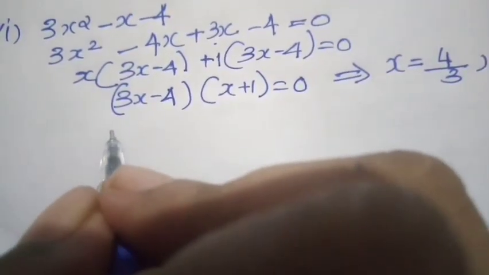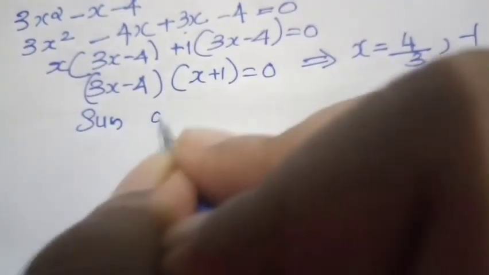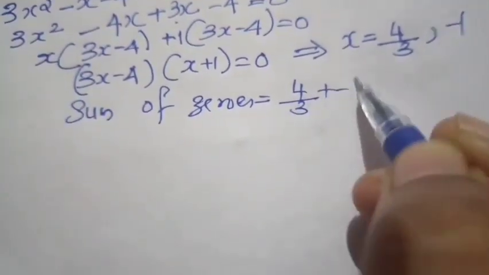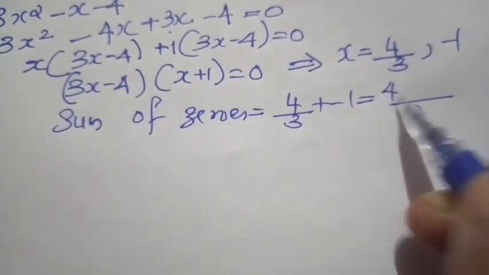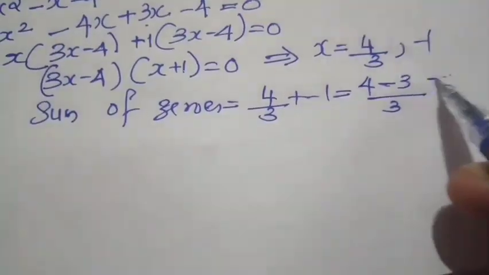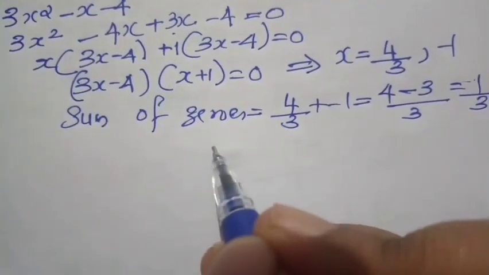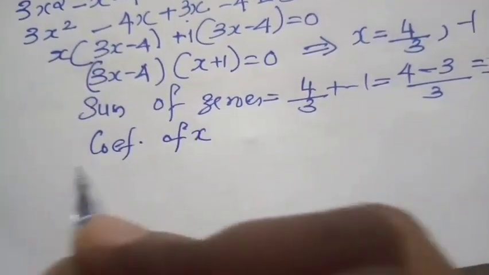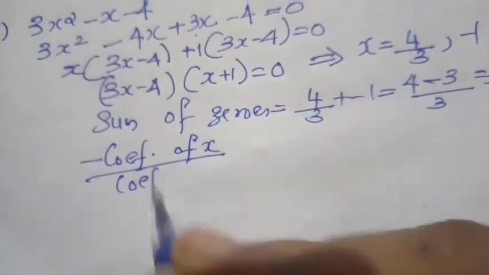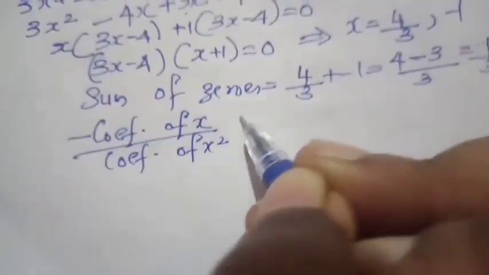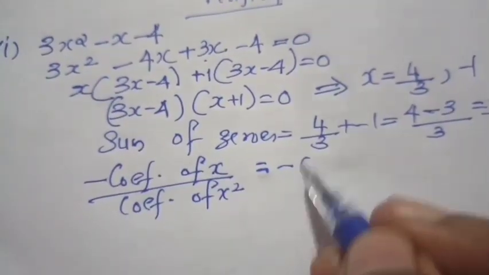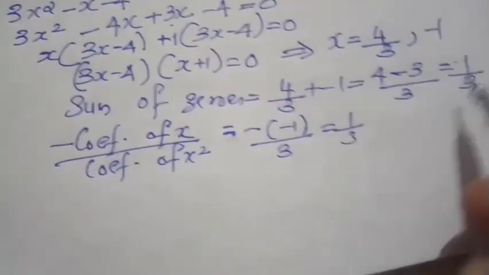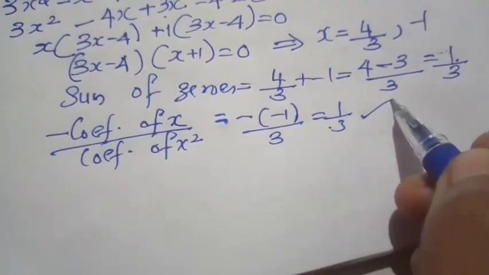So the first relation is sum of zeros, that is 4 by 3 plus minus 1 equal to 4 minus 3, which will give you 1 by 3. We have to prove whether it is equal to minus coefficient of x by coefficient of x squared. What is minus coefficient of x? It is minus of minus 1, that is 1. What is the coefficient of x square? It is 3. So we got 1 by 3. Here also 1 by 3, here also 1 by 3. So the first relation is proved.